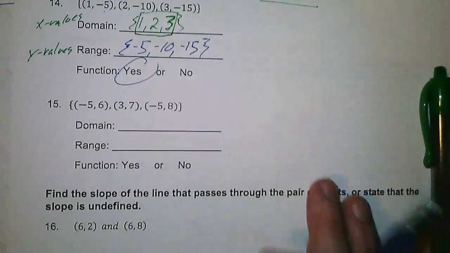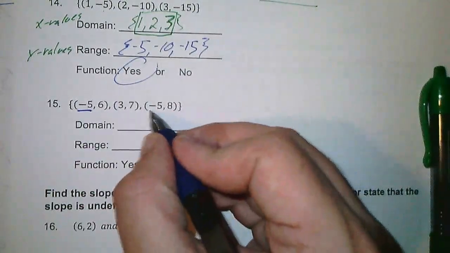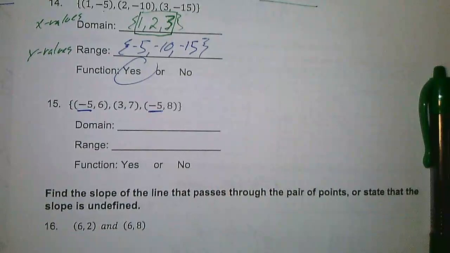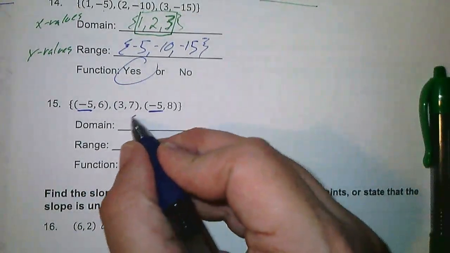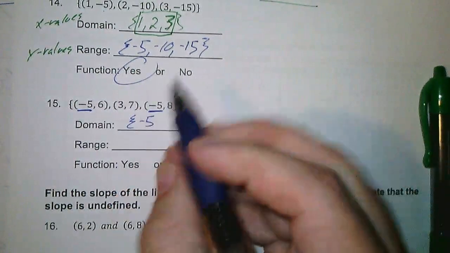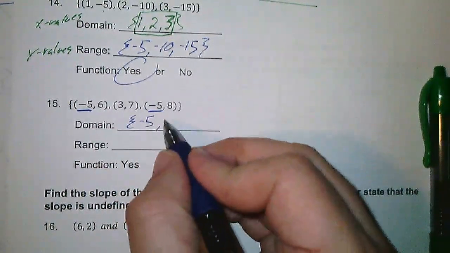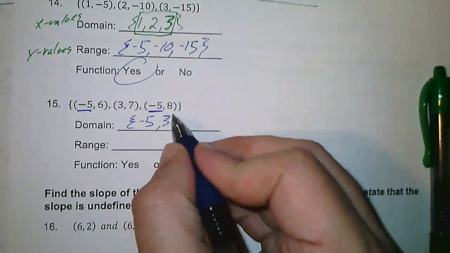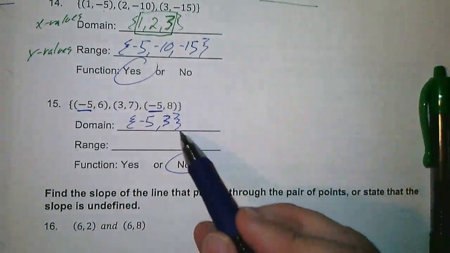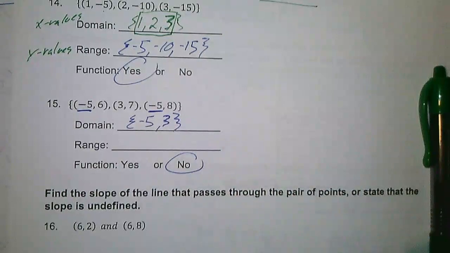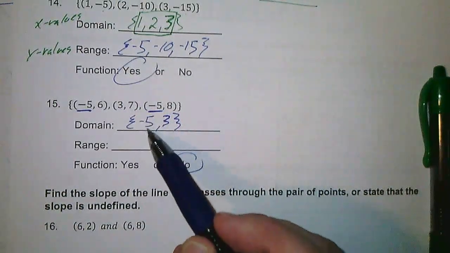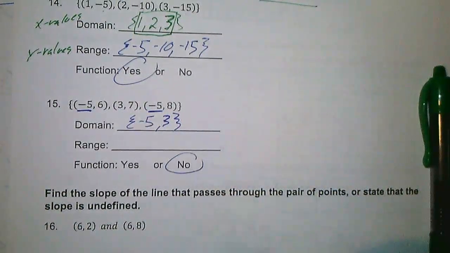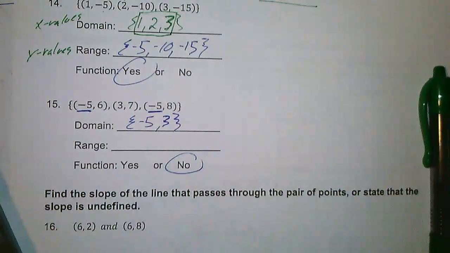For number 15, we do have repeating x values. So no, it is not a function. We list each element of the domain once. That's a closing bracket right next to a 3, which might look confusing. So only 2 elements of the domain here, the -5, which we listed, and the 3, which we also listed. We don't need to list -5 twice.